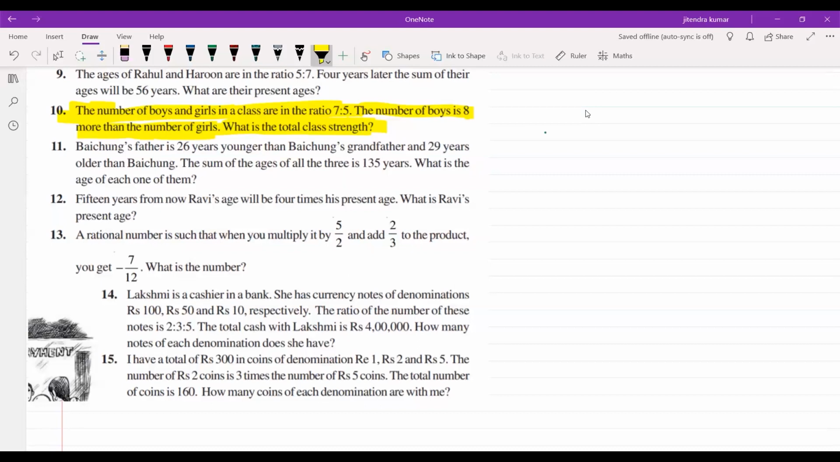So if you see, there are 3 persons here. One is Baichung, one is Baichung's father, and the other is Baichung's grandfather.